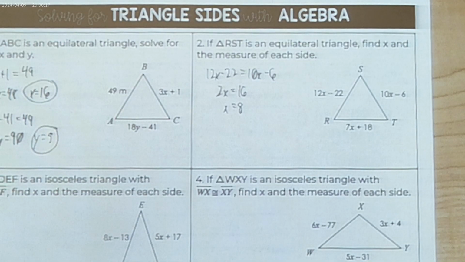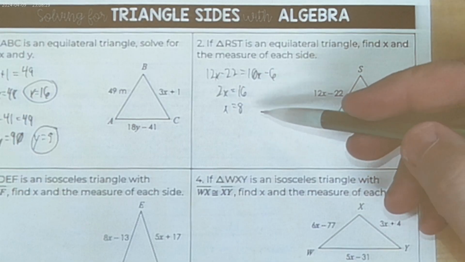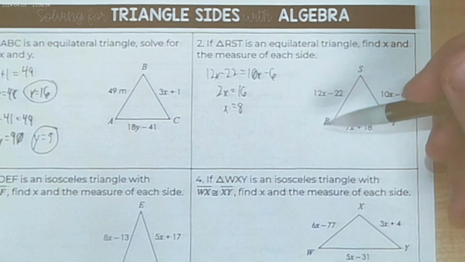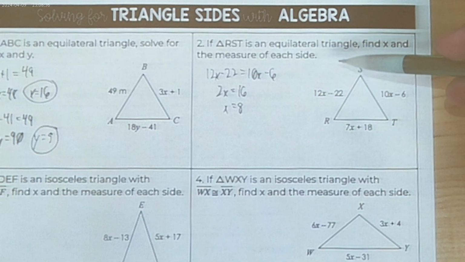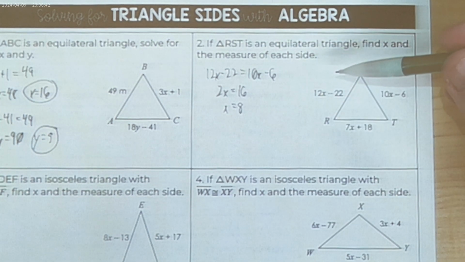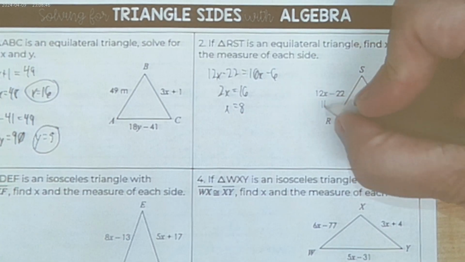No, I'm absolutely not done. And as I record this, this is the day after the second formative assessment for the previous unit, unit 4. And a lot of folks, when they figured out the ratio, they got x equals 8, and then they said, all right, I got x, and then they moved on. No, the question is find x and the measure of each side. So with x equals 8, that means 12 times 8 plus 22. This side is 118.